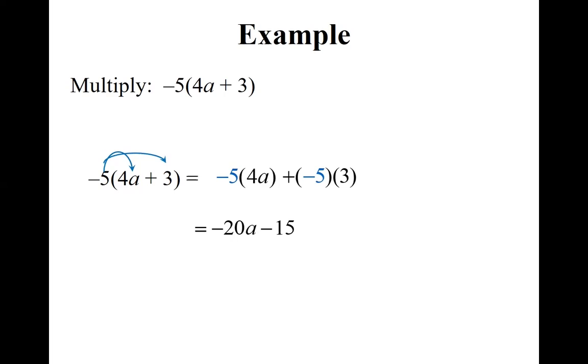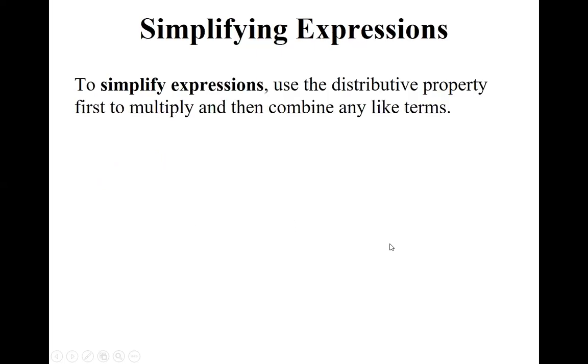Personally, I like to skip that second addition step. You saw how I said it. I said negative 5 times positive 4a is negative 20a. Negative 5 times positive 3 is negative 15. I jump straight to writing it as minus 15. But if you need extra steps, that is perfectly fine. So to simplify expressions, our first step is to use the distributive property first to multiply and then combine any like terms.